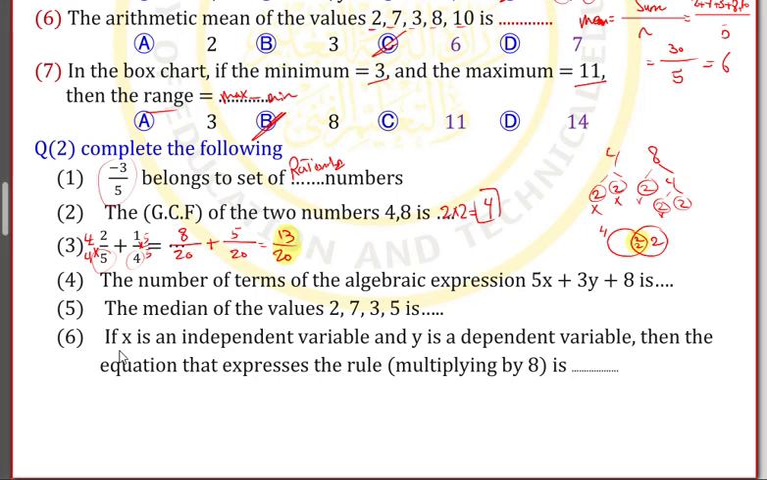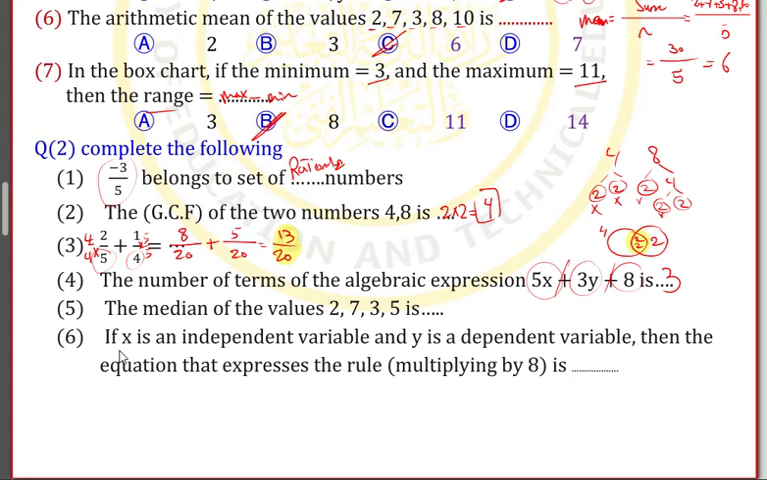Now let's go to question 4. The number of terms of the algebraic expression here. To calculate the number of terms, as we said, go to the plus and minus signs and split the expression. So how many terms do we have here? 1, 2, and 3. So 3 terms.